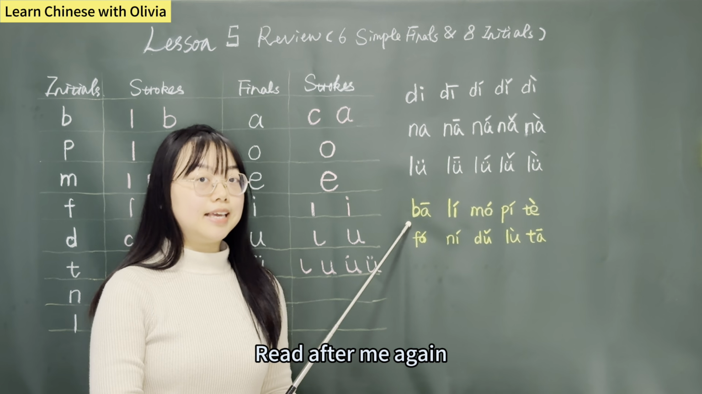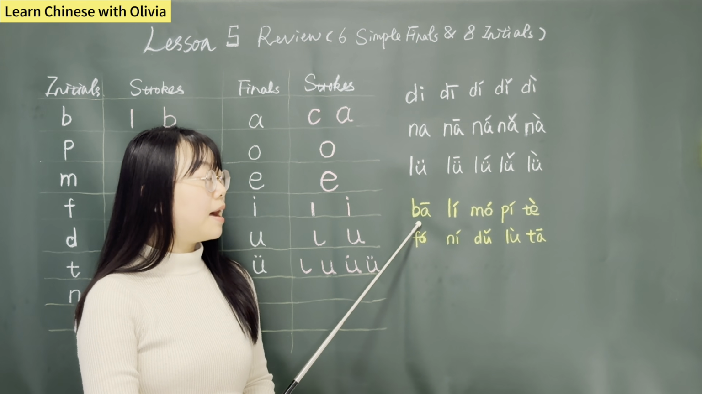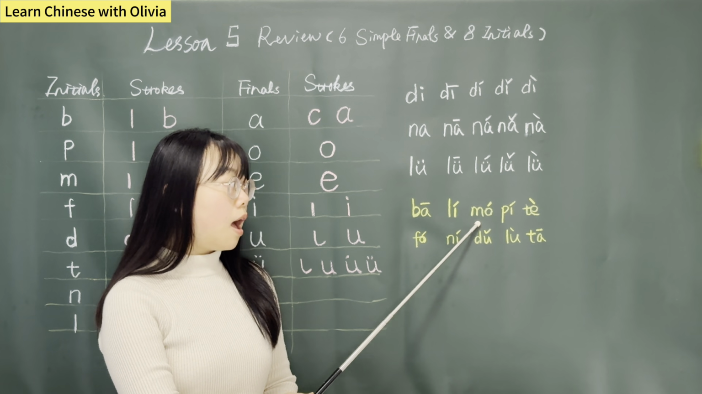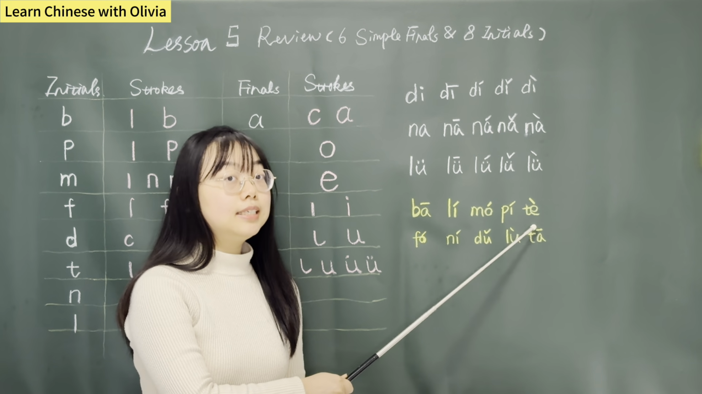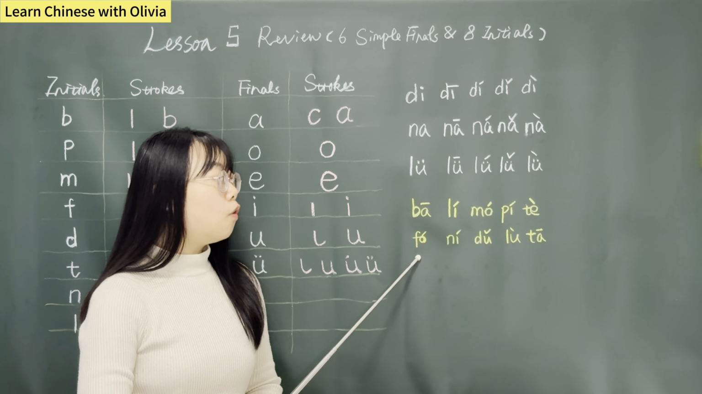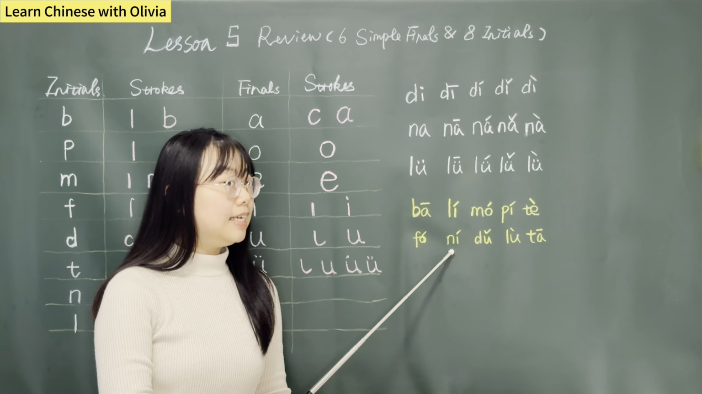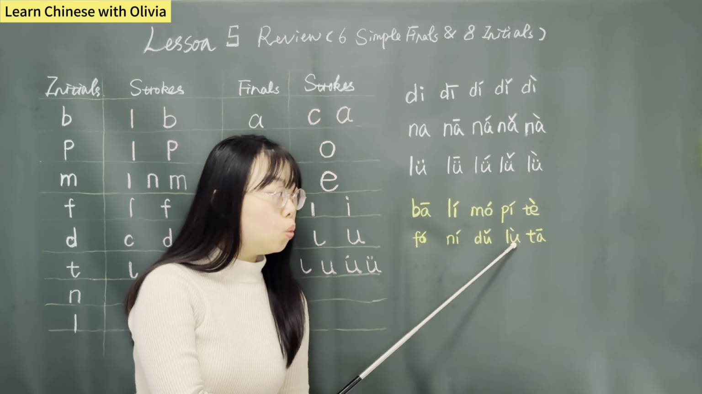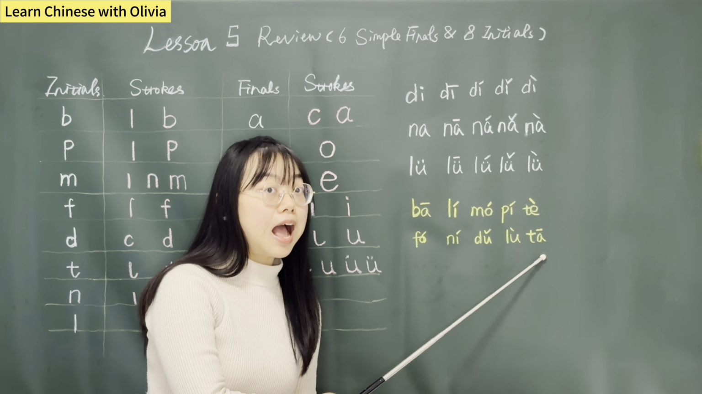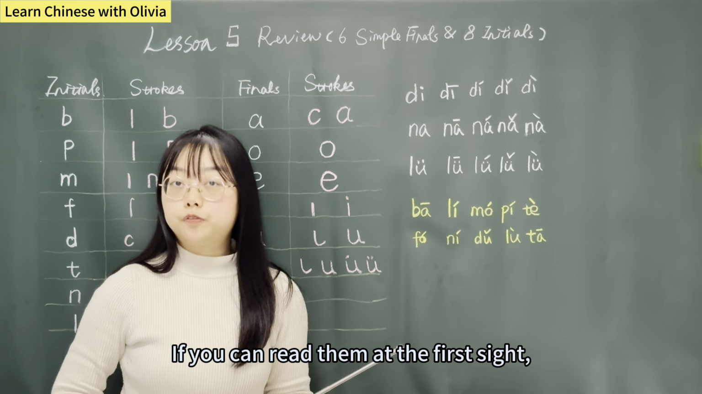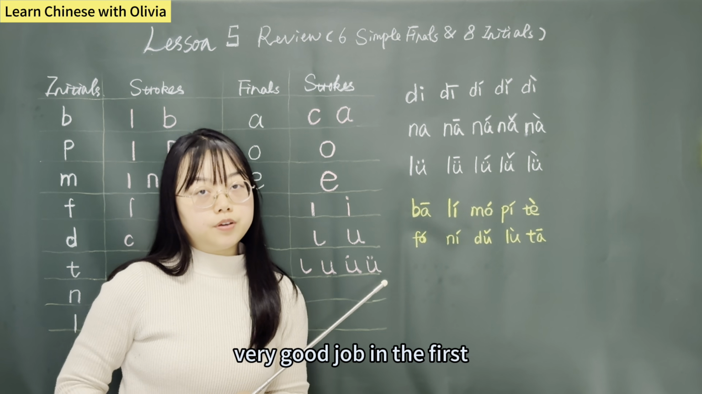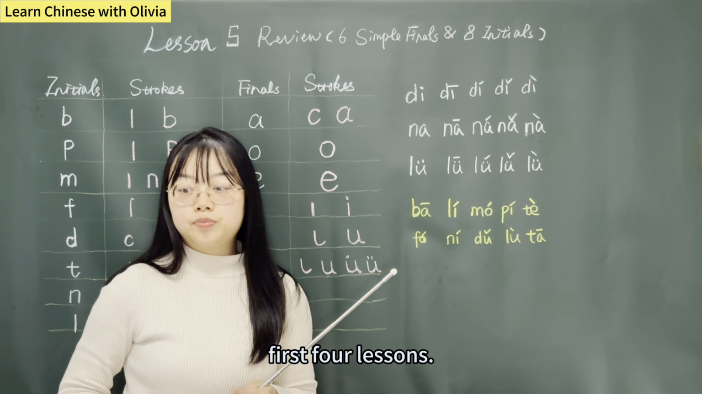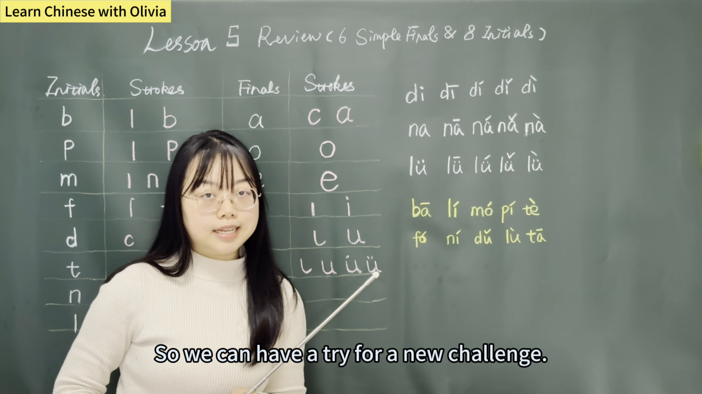Read after me again. Ba, ba, ba. Li, li, li. Mo, mo, mo. Po, pi. Te, te. Fo, fo. Ni, ni. Du, du. Le, u, lu. Te, a, ta. If you can read them at first sight, I'm sure you did a very good job in the first 4 lessons. So we can have a try for a new challenge.